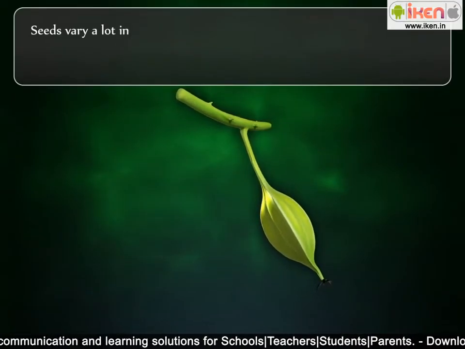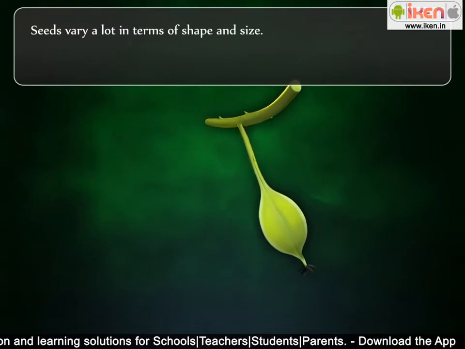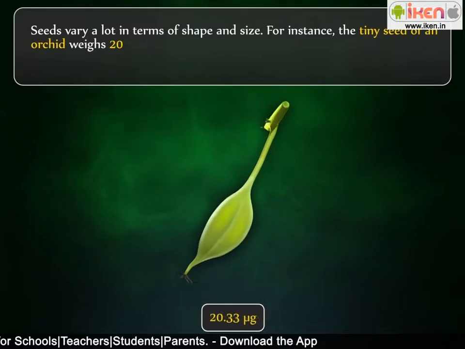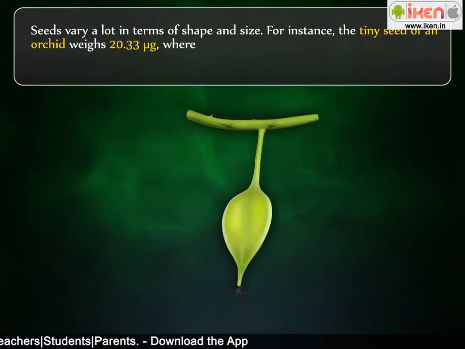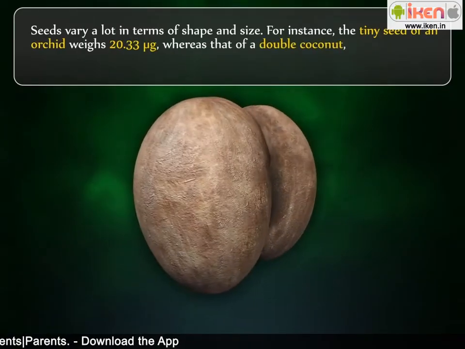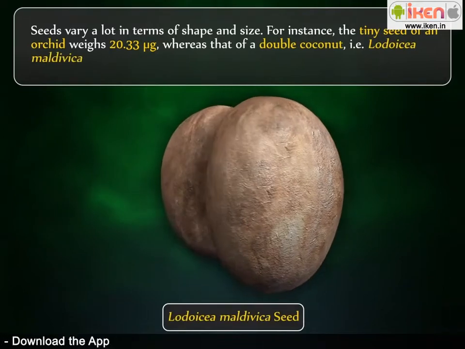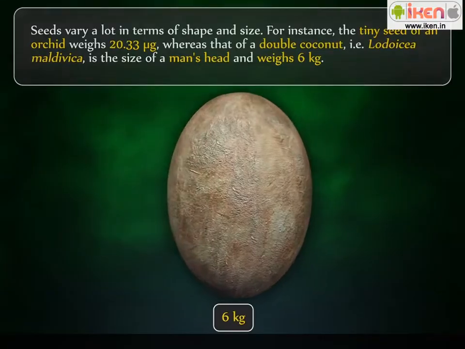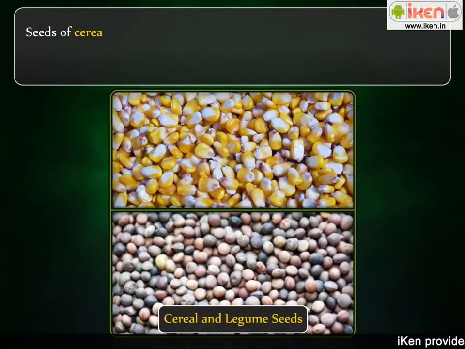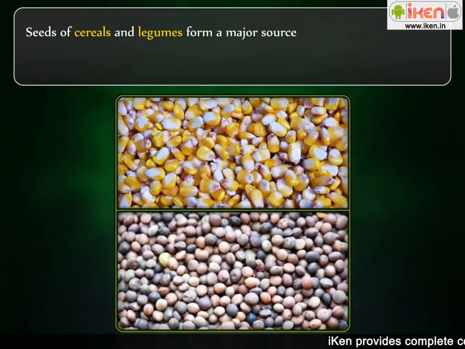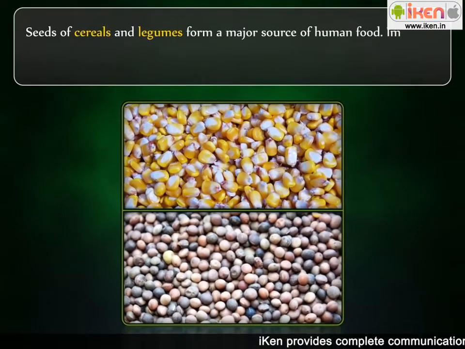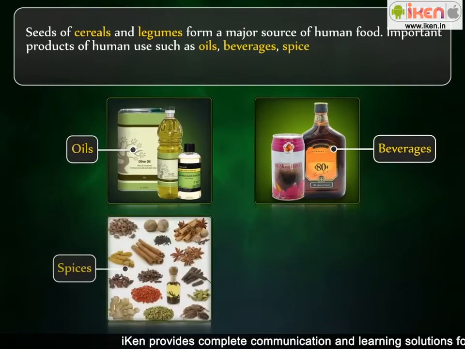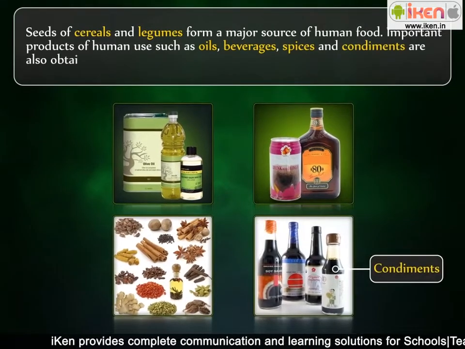Seeds vary a lot in terms of shape and size. For instance, the tiny seed of an orchid weighs 20.33 microgram, whereas that of a double coconut, that is, Lodoicea maldivica, is the size of a man's head and weighs 6 kilograms. Seeds of cereals and legumes form a major source of human food. Important products of human use, such as oils, beverages, spices and condiments, are also obtained from seeds.